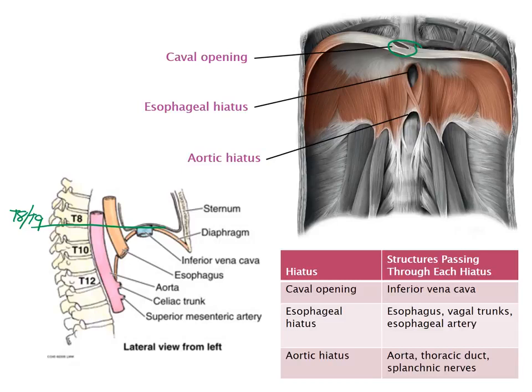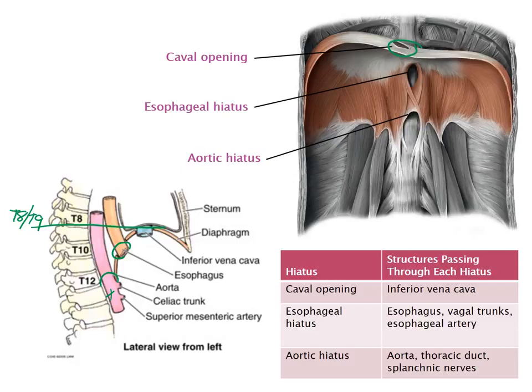Through the esophageal hiatus, at the level of T10, courses the esophagus along with the vagal trunks and the esophageal artery. At the level of T12 is the aortic hiatus. The descending thoracic aorta emerges through this hiatus and changes names to become the abdominal aorta, as seen here. In addition to the aorta, splanchnic nerves and the thoracic duct also pass through the aortic hiatus.